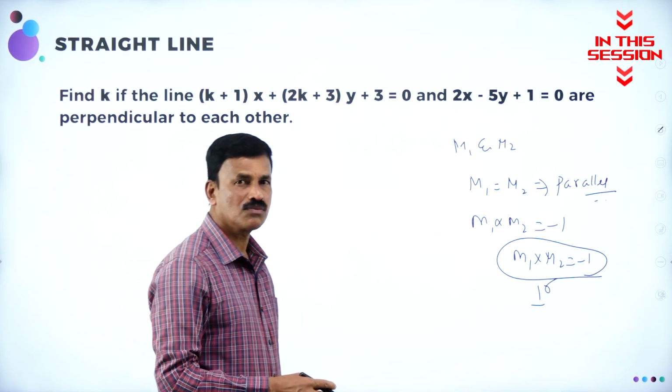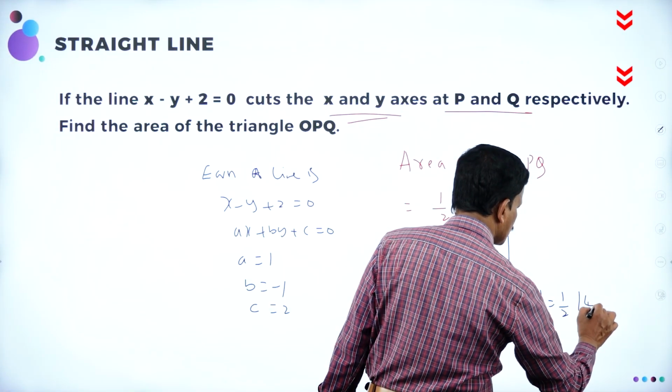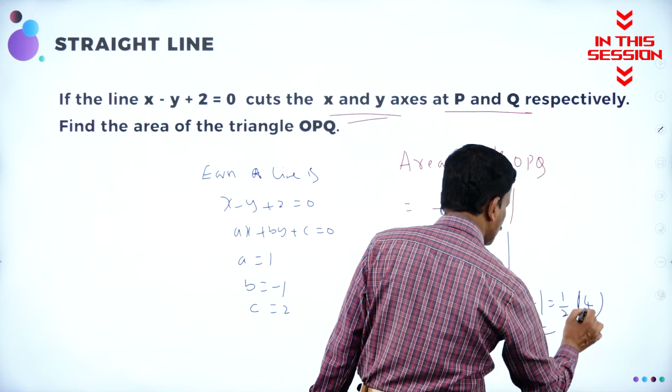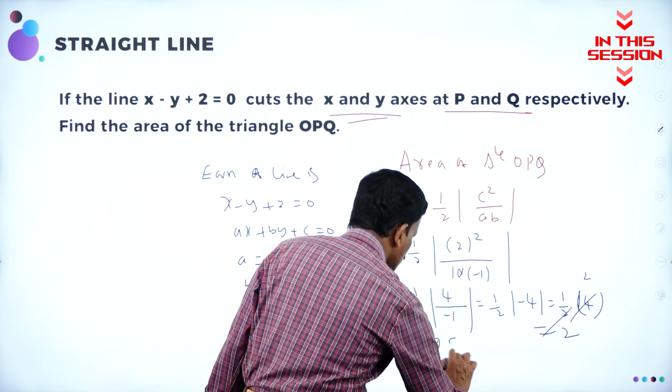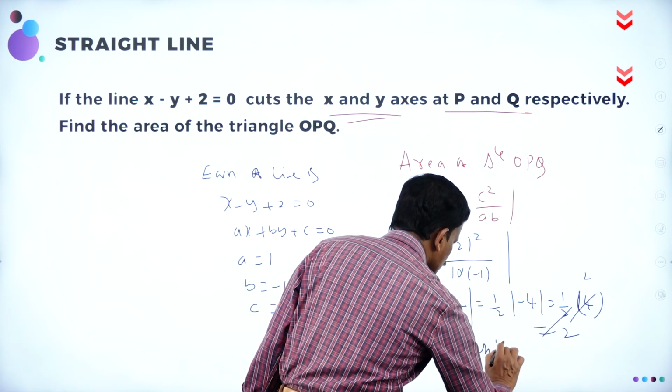to minus 1. Modulus of minus 4 is nothing but plus 4. So divide by 2, the two 2's get cancelled, this is equal to 2. So therefore the area is equal to 2 square units. That's it.